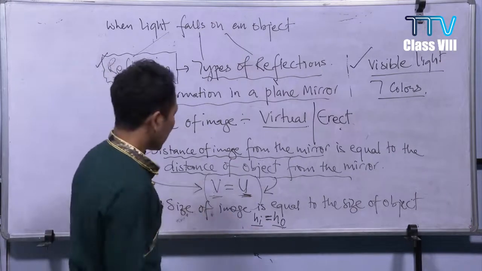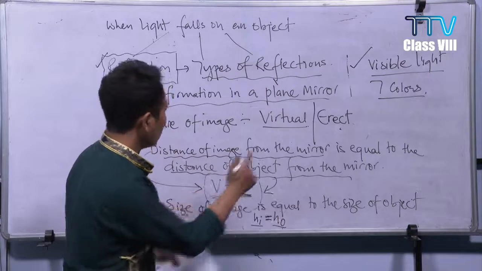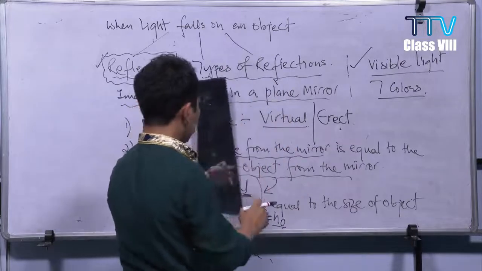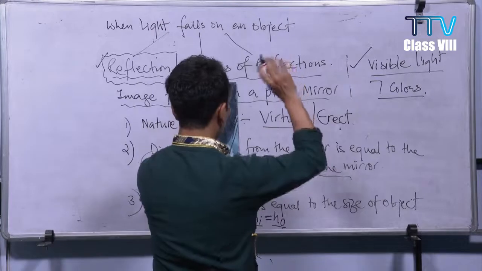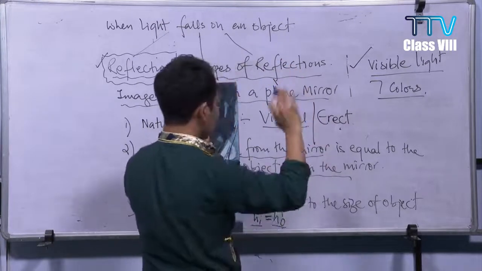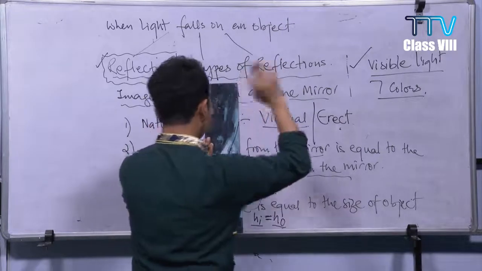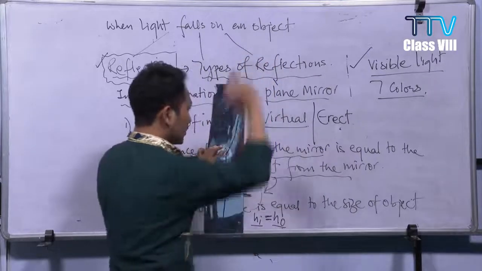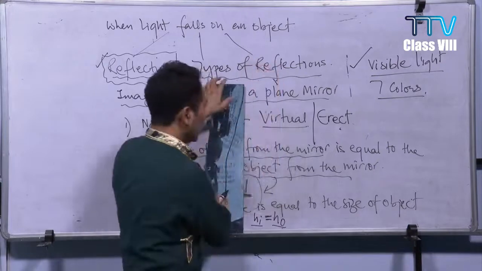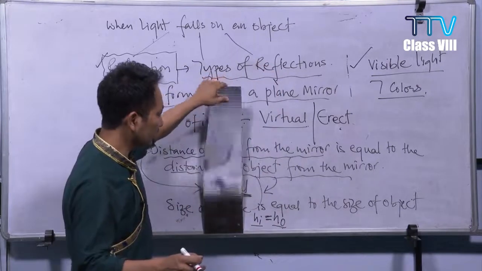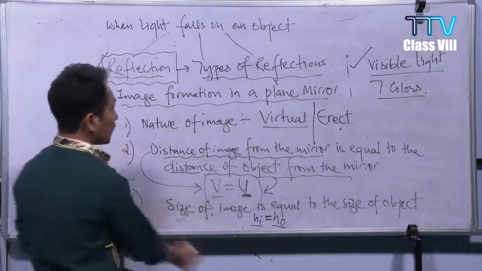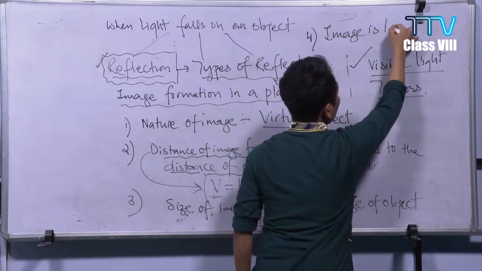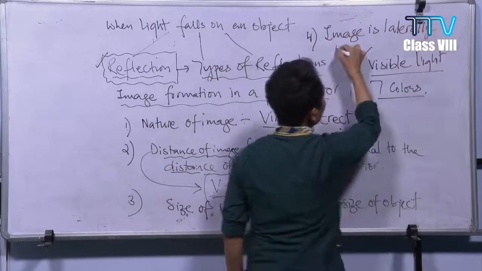Let's say this is a plane mirror, right, this is a plane mirror. If my right hand is here, in the image the right hand appears on the left side, so that means object's right hand appears as image's left hand. This is called lateral inversion, so the image is laterally inverted.